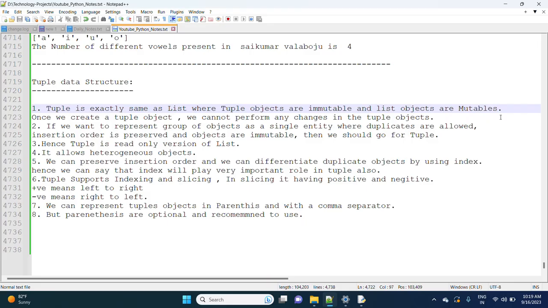That means once we create a tuple object, we cannot perform any changes in the tuple object.